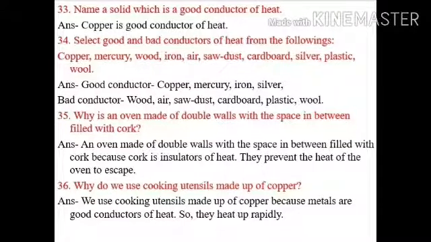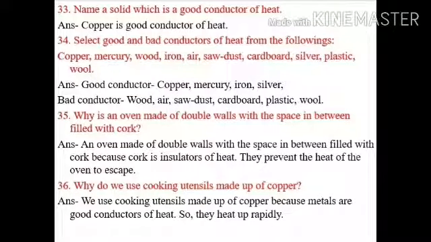Select good and bad conductors of heat from the following: copper, mercury, wood, iron, air, sawdust, cardboard, silver, plastic, wool. So, good conductors are copper, mercury, iron and silver, and bad conductors are wood, air, sawdust, cardboard, plastic and wool.